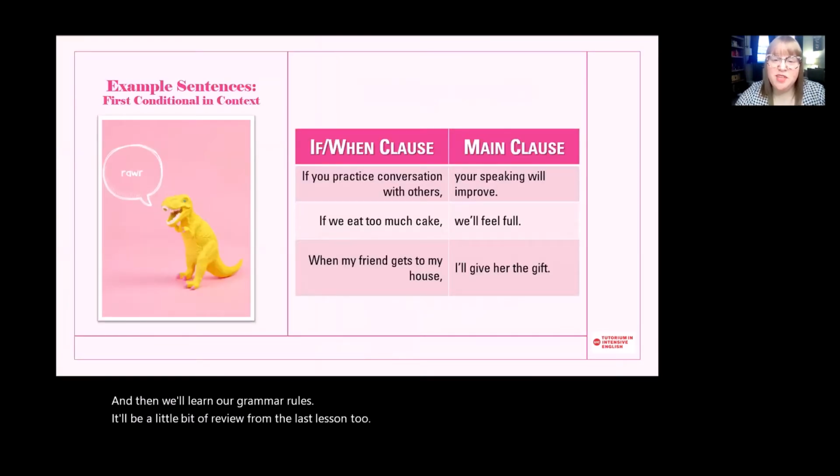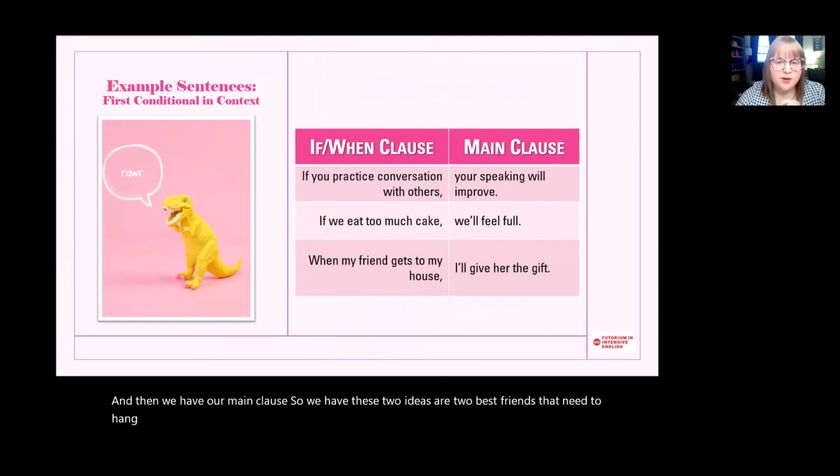So if you saw my last lesson, you know that in conditionals, we have our if or sometimes when clause, and then we have our main clause. So we have these two ideas, our two best friends that need to hang out together to just be the best that they can be. That's what we have here. Well, first of all, let's see what we notice.